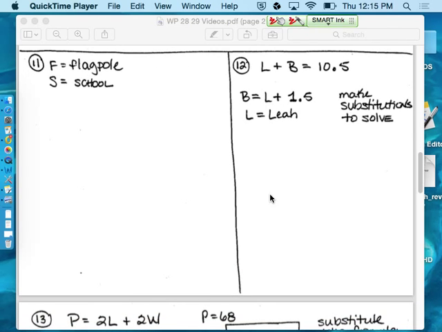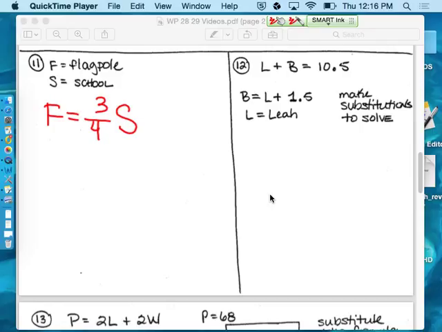So now we're entering into the level B problems. So the wording starts to get a little bit less clear. So number 11, we're comparing a flagpole to a school. And the first bit of information tells me that the flagpole is 3/4 as tall as the school. And then the second bit of information, they tell me that the two differ by 4.5 units of measure, whatever the units of measure would be.